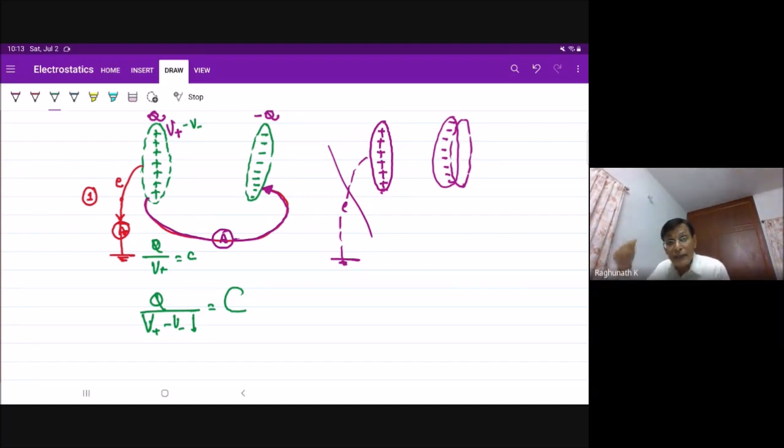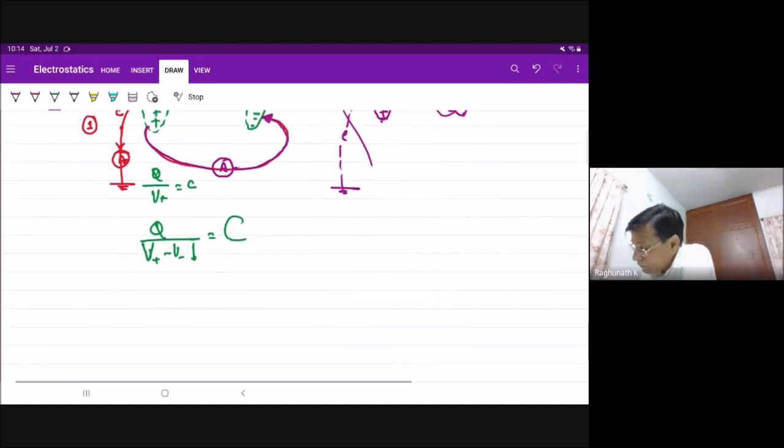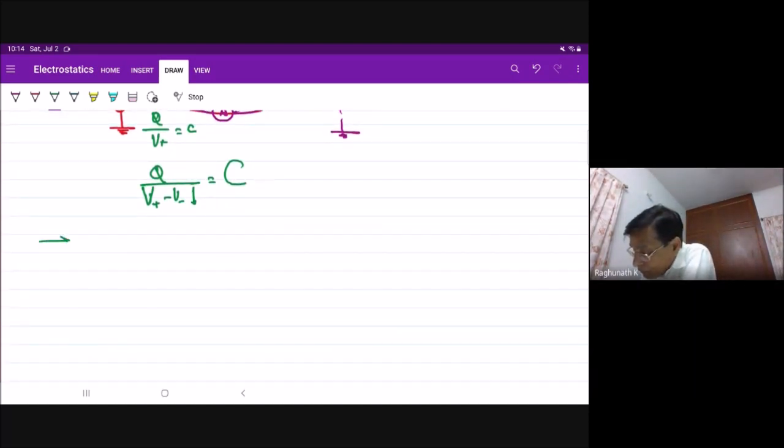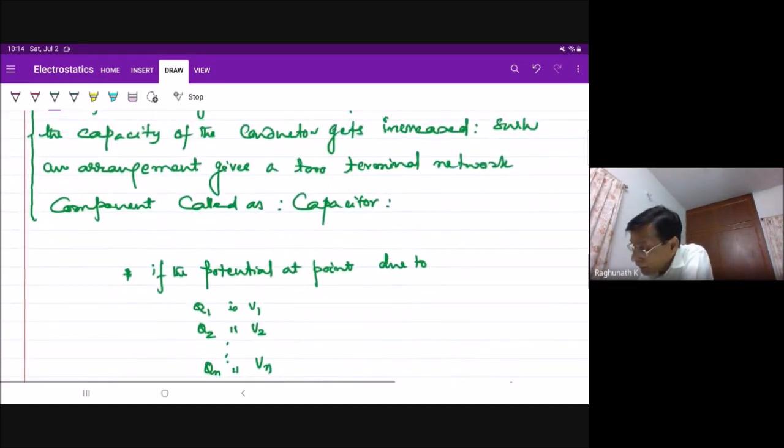Now, the other thing is the zero potential point. The field will be there from positive charge to negative charge. We need to see the structure, starting at zero potential. So every such arrangement is a capacitor. I told you, right? Somewhere I wrote it also. Called a capacitor.